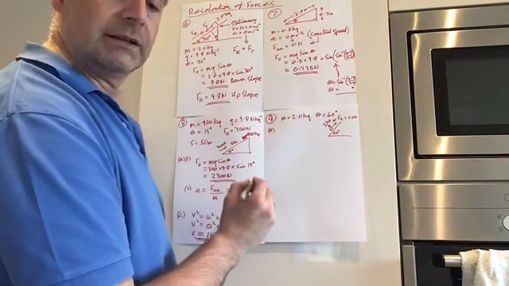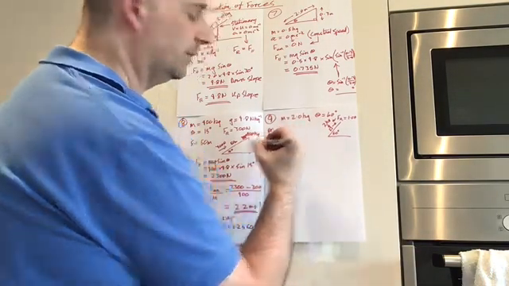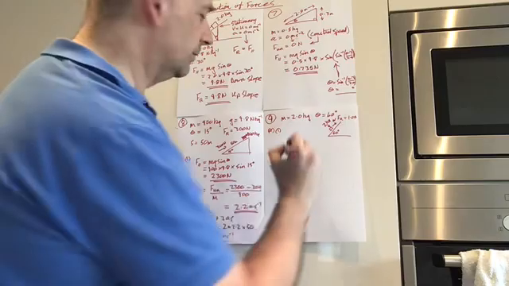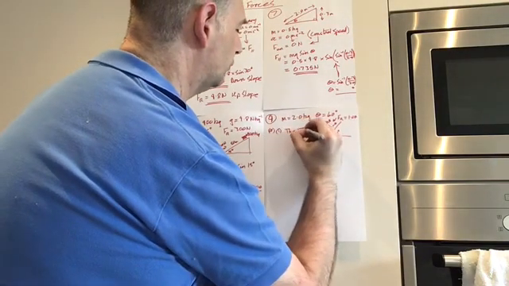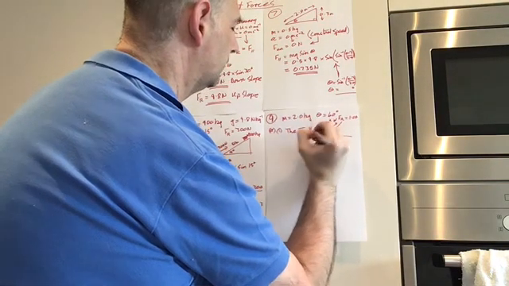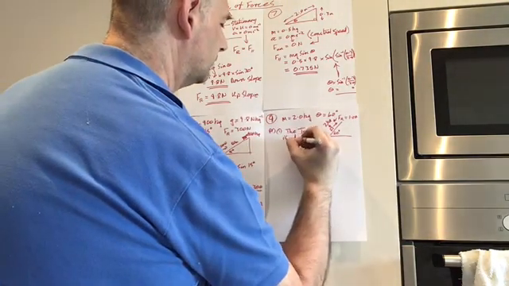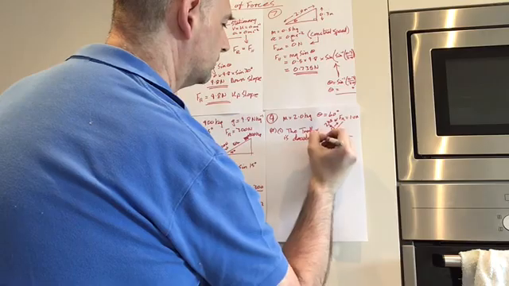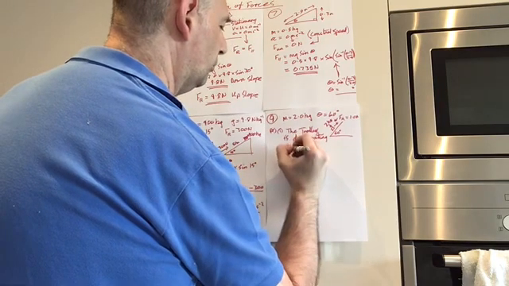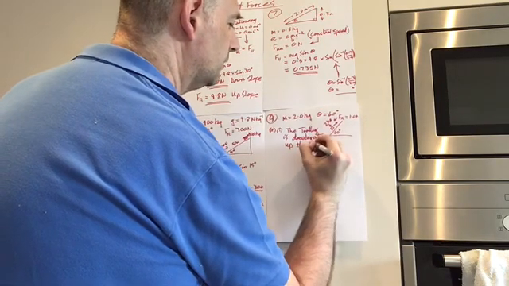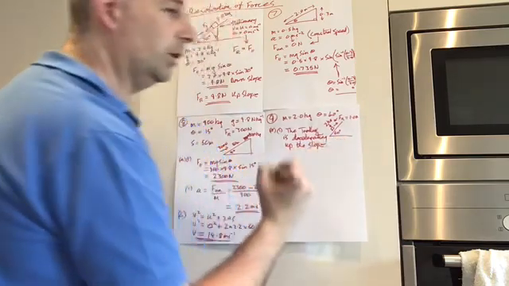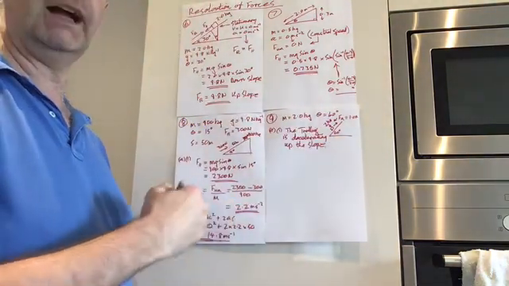So, for A part 1, we're looking for a set of words, something along the lines of the trolley is decelerating up the slope. So the trolley is moving up the slope, but it's getting slower as it moves up the slope.